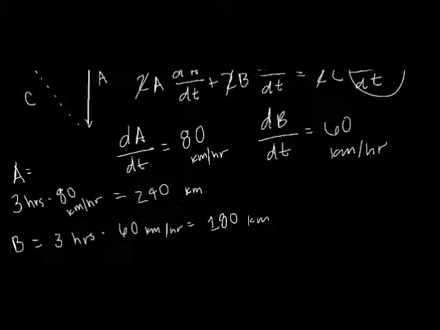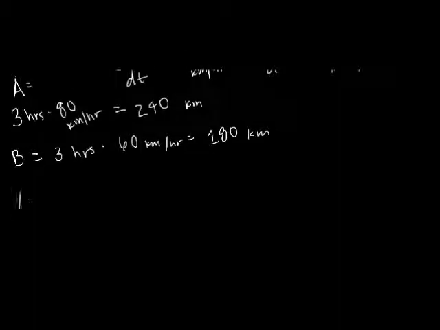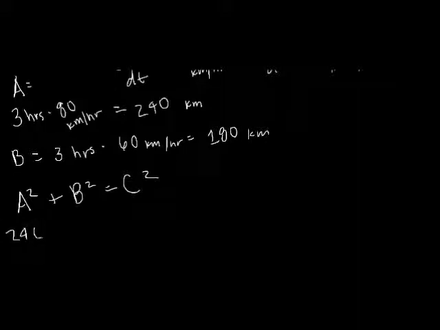So A squared plus B squared equals C squared. 240 squared plus 180 squared equals, we'll take the square root of that too. And C is going to end up being 300.